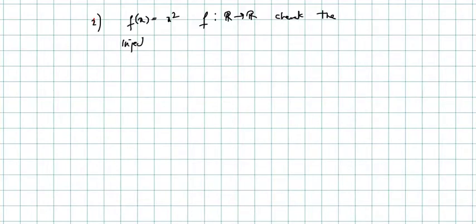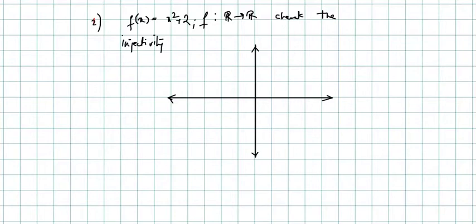If you do this question, f of x equals x square, where f is from real to real, check the injectivity. So if I plot the graph now, this is x square. Let us make it a little bit more difficult. Let me name this x square plus 2. I've already taught you how the x square curve looks.